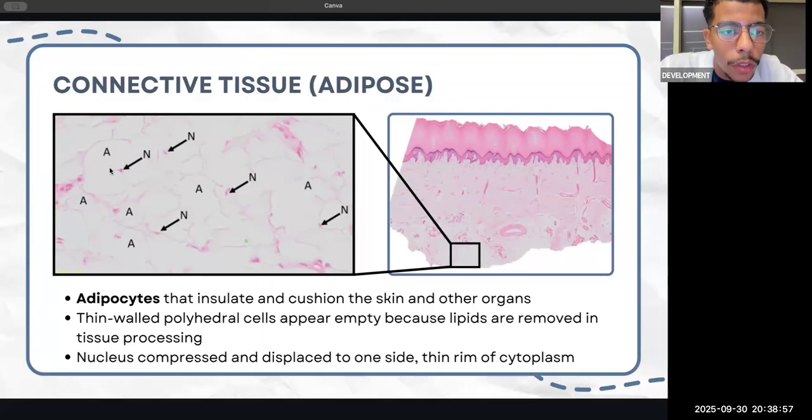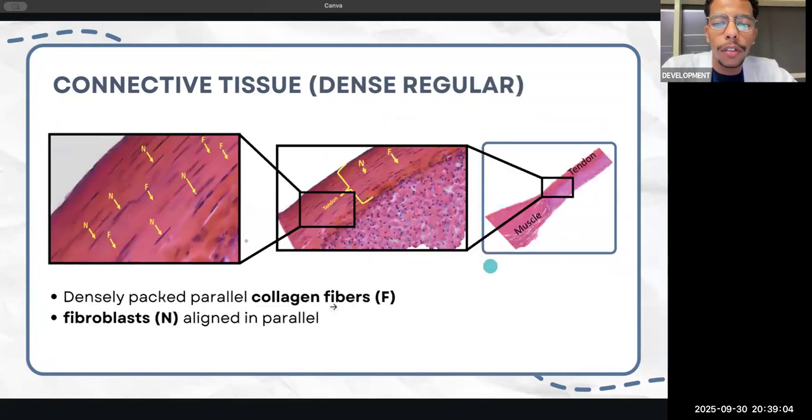Do we have to know reticular fibers too, or just elastic and collagen? No, reticular fibers, just know that they are there. Like, wait, let me go back to the slide.